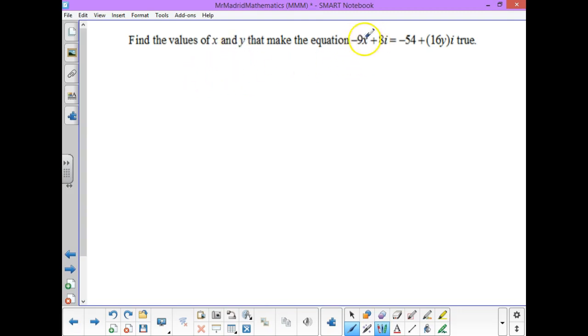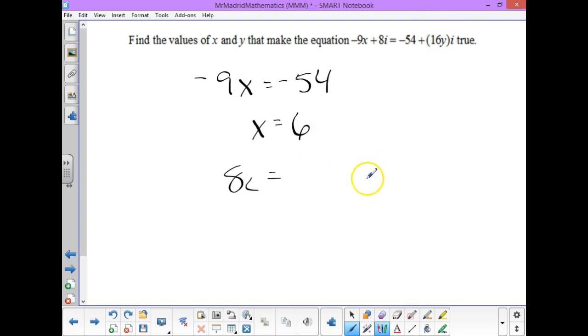Okay. So, how do you get the x? Well, simple. If this expression is equivalent to this one, we can simply set them equal to each other. Negative 9x should equal this component that has a negative 54. Divide by negative 9 and we see x is 6. Okay, done and done. This other component, which has the 8i, should be equal to this other component over here, which is what? The 16y.